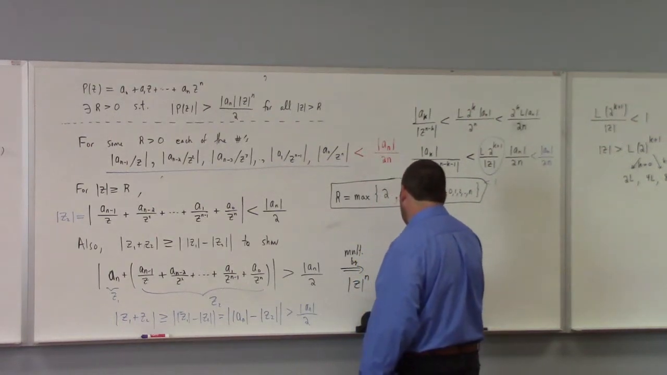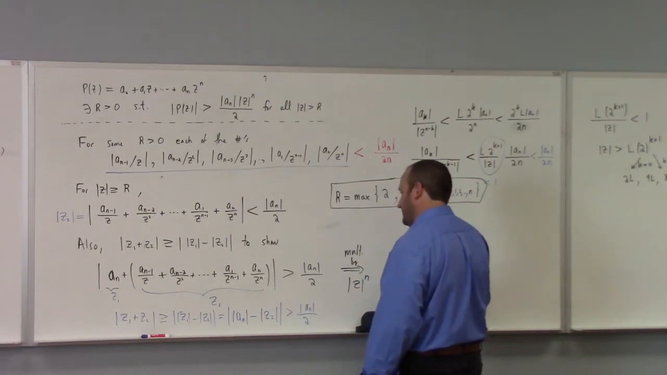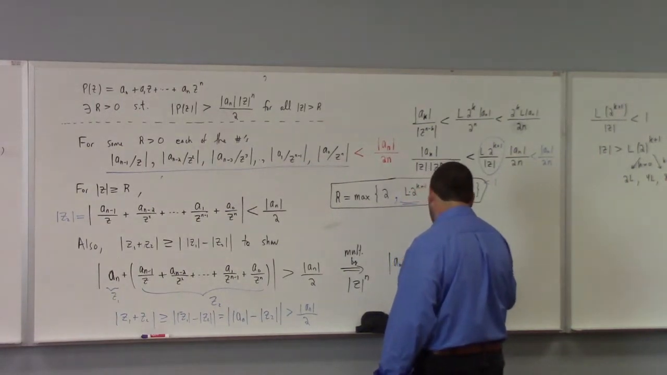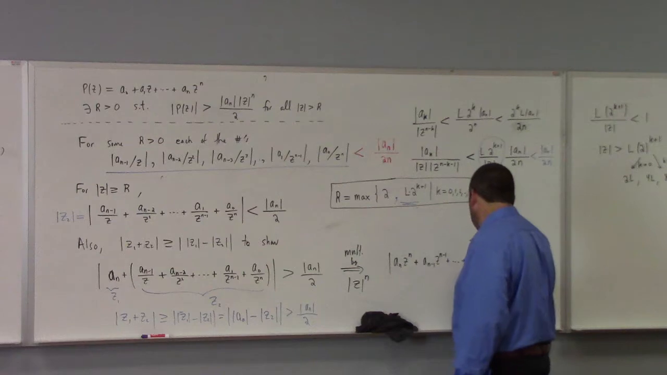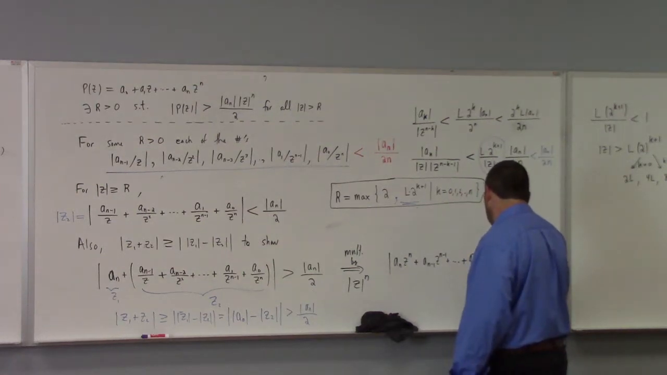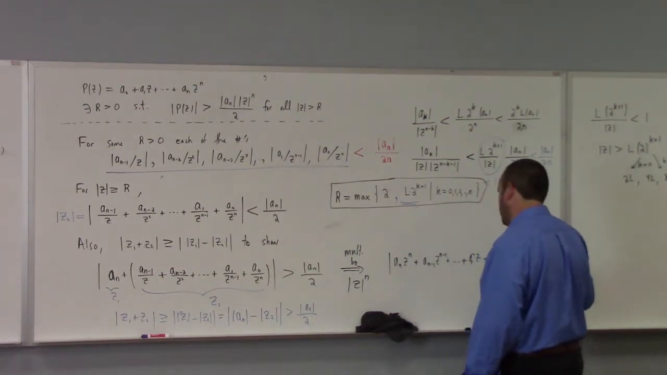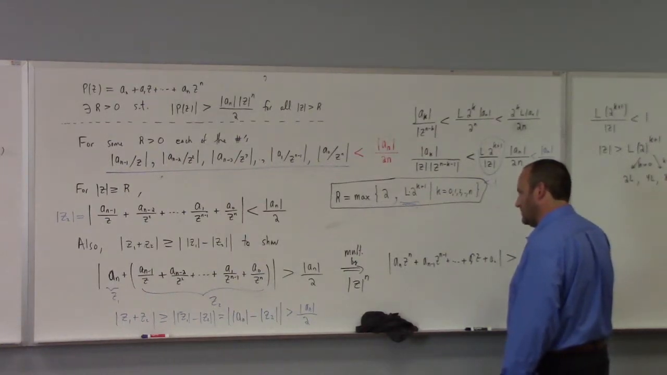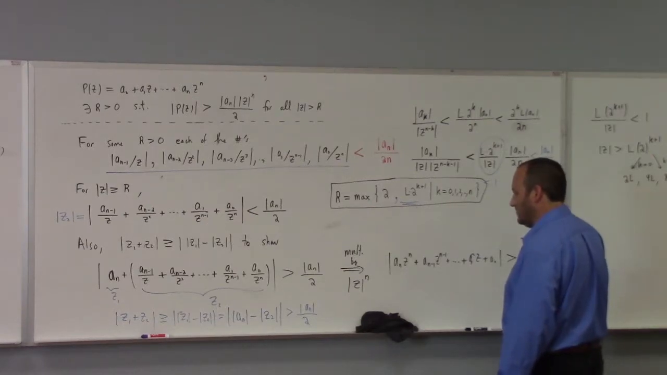And that gives us a sub n z to the n plus a sub n minus 1 z to the n minus 1, and so on, down to a sub 1 z plus a sub naught is greater than... I want less than.